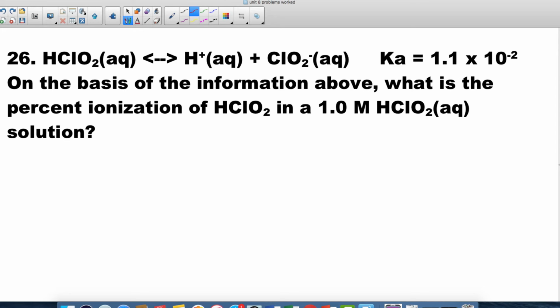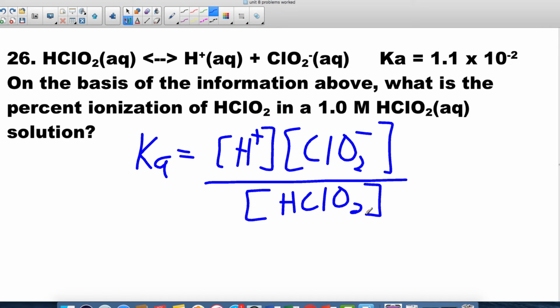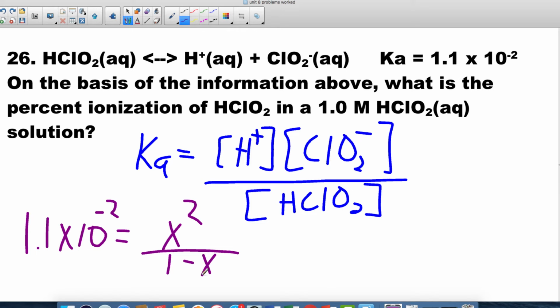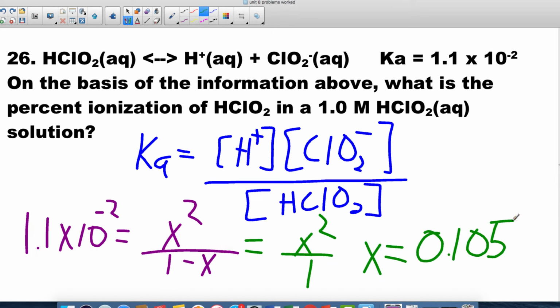26, again, is more of a short answer question. So they should write an equation. They should build a rice table. They should write out the Ka expression. When they substitute from the rice table into the Ka expression, they will get x squared over 1 minus x. We neglect the x to avoid having to use the quadratic, leaving us with x squared over 1. X would be 0.105. Take the negative log of the x value, which is our hydrogen ion concentration, and the pH will be approximately 0.98.